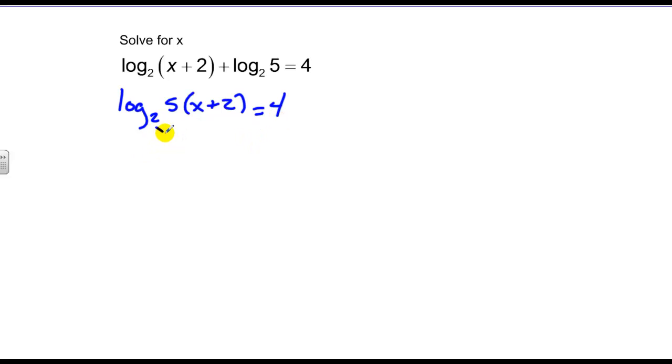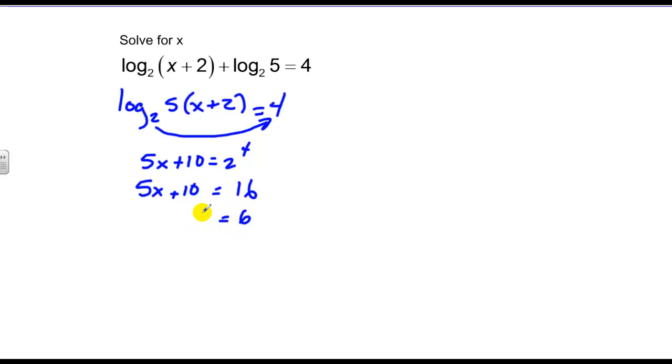I have to slide the base to get rid of this. So I'll bring that over here. Get 5x plus 10 is equal to 2 to the 4th power, which we know is 16. And that's going to equal 5x plus 10. Bring that over, get 6 equals 5x. And x is going to equal 6/5.